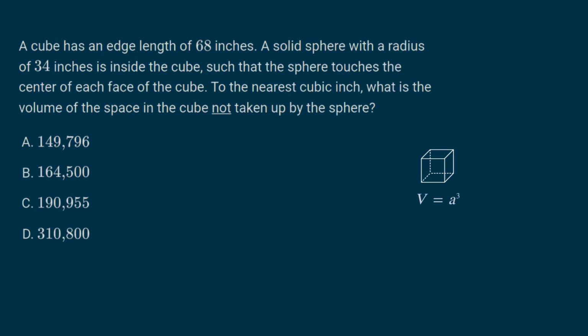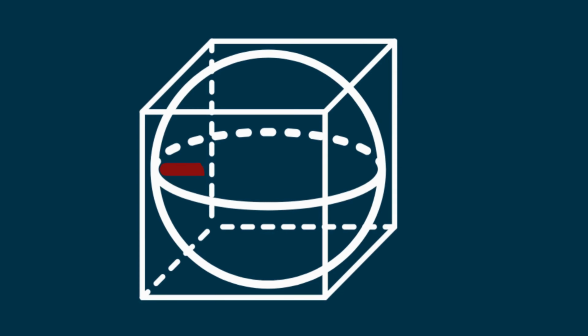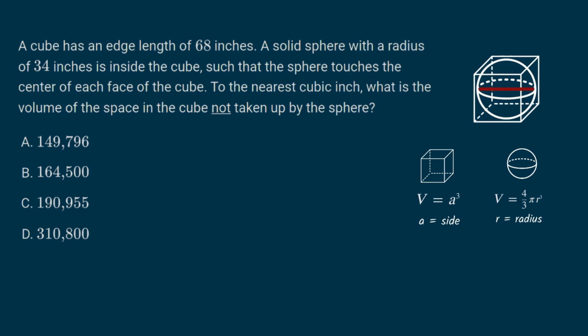First, in order to approach this question, you need to apply both formulas of volumes of the cube and the sphere. And in the case of this question, the sphere is inscribed in the cube. In this case, the diameter of the sphere is equal to the side of the cube. This means that twice the radius is equal to the side of the cube, meaning that if we divide the side by 2, the radius is 34.